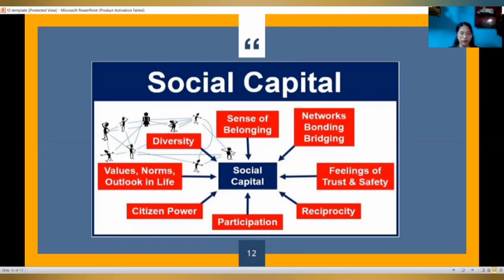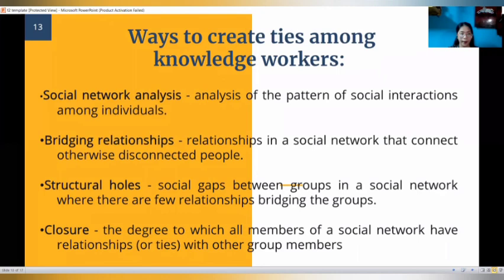The development of social capital gains importance because it helps tie knowledge workers to a given firm. In order to do that, the company needs to find ways to create ties among its knowledge workers. Here are the four ways: social network analysis, bridging relationships, structural holes, and closure.